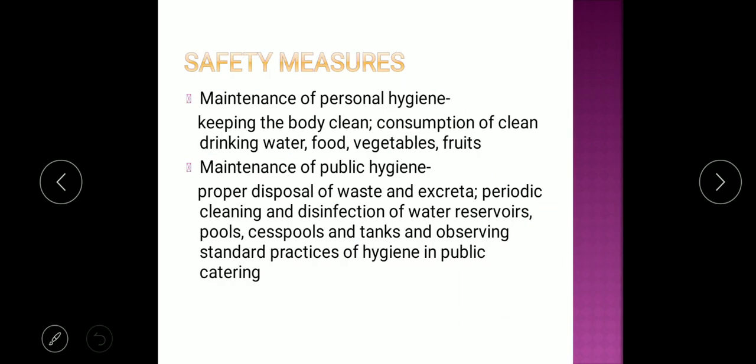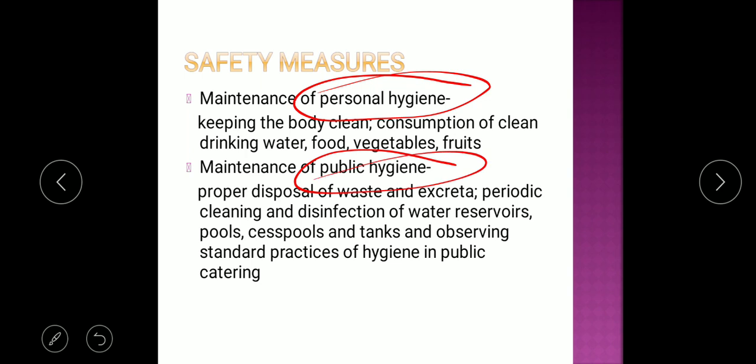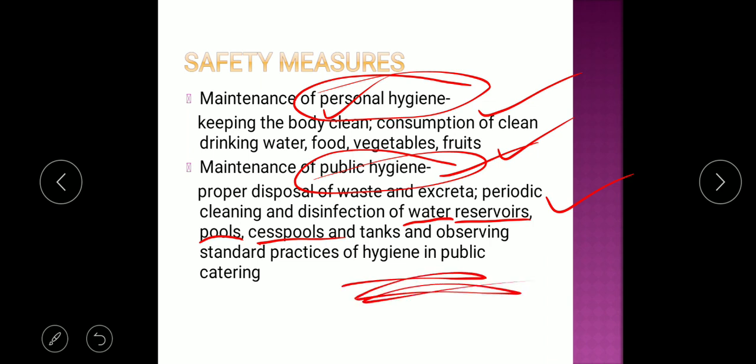So some safety measures are there. First of all, personal hygiene and public hygiene. Personal hygiene means you have to keep your body clean and consume clean drinking water, food, vegetables and fruits. Public hygiene means proper disposal of waste and excreta, periodic cleaning and disinfection of water reservoirs like overhead tanks, pools, cesspools and tanks, and observing standard practices of hygiene in public catering. All of these things you have to follow.